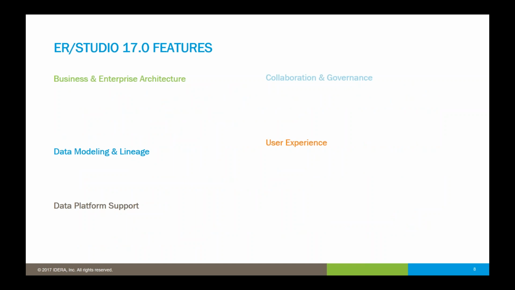Let's talk about ER Studio 17 and the significance of that. When we work on our products, we actually categorize the features or the capabilities that we're implementing into different categories. So we have a number, but the ones I'm going to talk about today briefly are things that we're doing in business and enterprise architecture, data modeling and lineage, because of course that's extremely important as a facet of data architecture, data platform support, because of course our customers need to be able to utilize all the different data platforms out there, collaboration and governance in terms of being able to share the information and collaborate and deliver solutions and communicate within your organizations. And then we find user experience is extremely important.